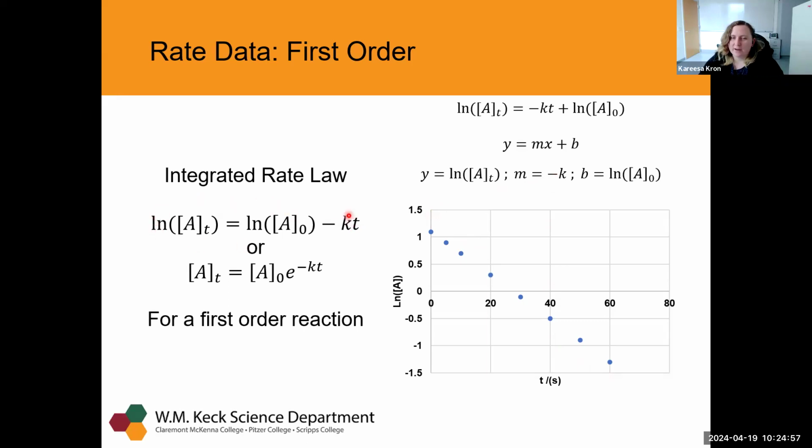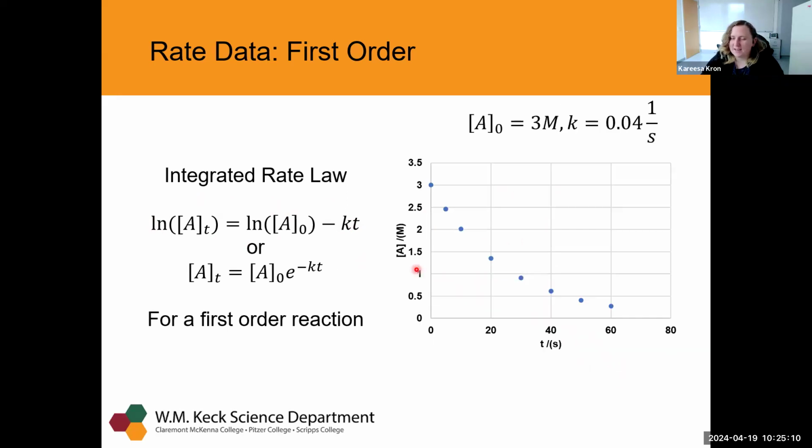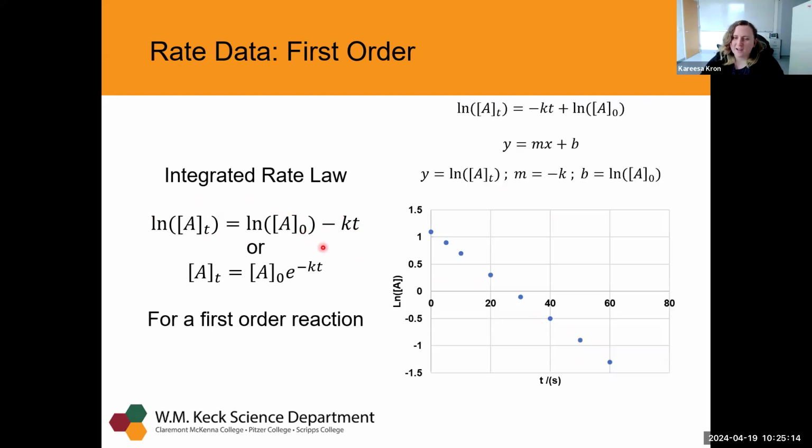So having the integrated rate law lets us use this data to identify important physical constants. And so if you have something that looks like an exponent, it might be the case that if you take the natural log of it and you get a line, you're dealing with a first order reaction.